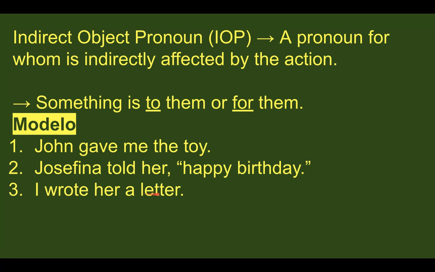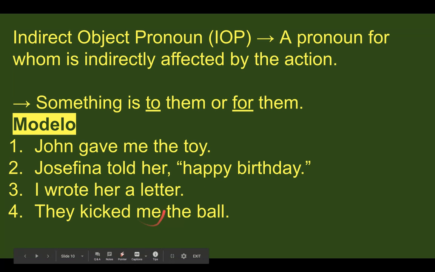So, I wrote her a letter. Her is the indirect object. Letter is the direct object. They kicked me the ball. So me would be the indirect object pronoun.